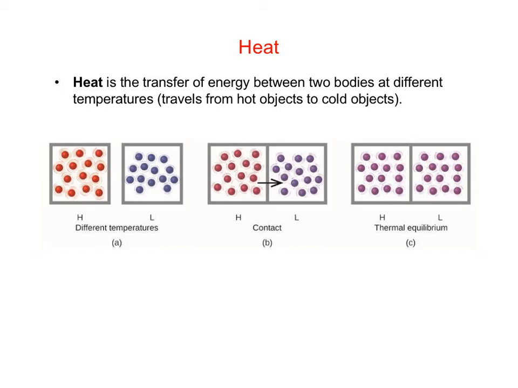And so if we have two samples at different temperatures and we bring those together, the excess thermal energy in the hot sample will be transferred to the cold sample until the temperatures of the two samples are the same. At that point, it's said that we've reached thermal equilibrium. And so this will always happen. Heat will always be transferred from a hotter object to a colder object until those objects have the same temperature.